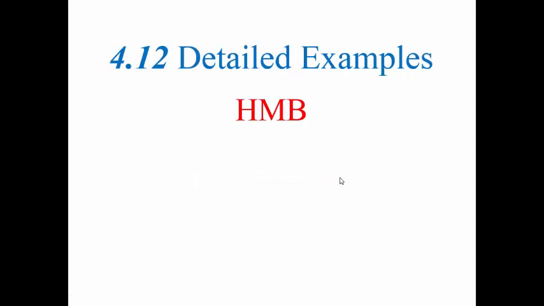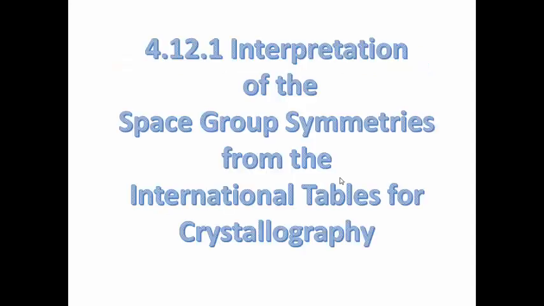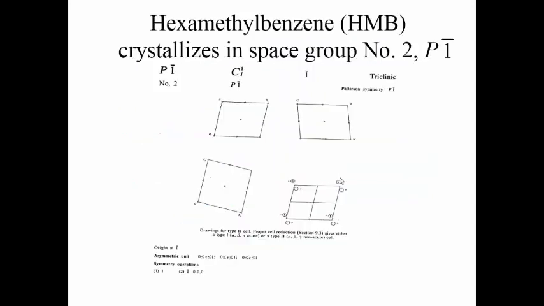Now we're going to look at 2 detailed examples. One is hexamethylbenzene, which we've worked with before. That's HMB. And we're going to look at anhydrous alum. And we're going to look at caffeine. I'm going to give you this in another way a little bit later. So the first thing is the interpretation of the space groups from the international tables. That's one of the goals of this course, is to be able to interpret the international tables.